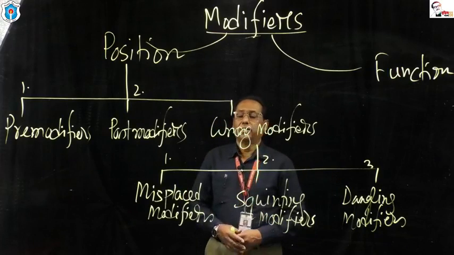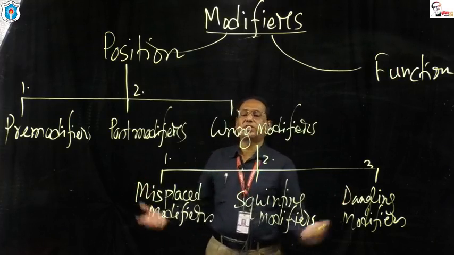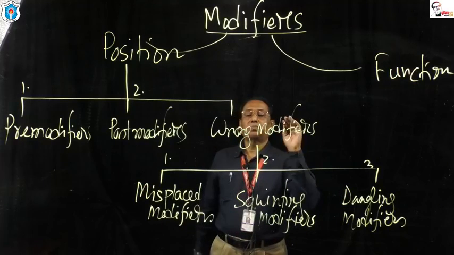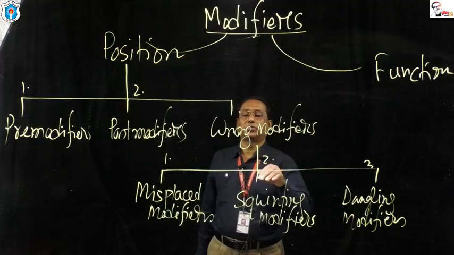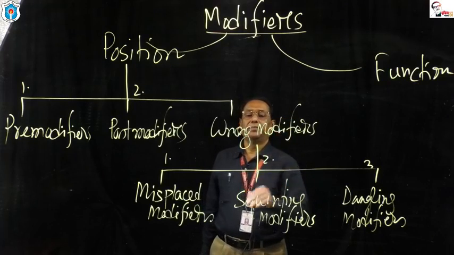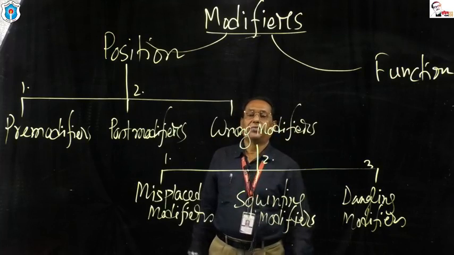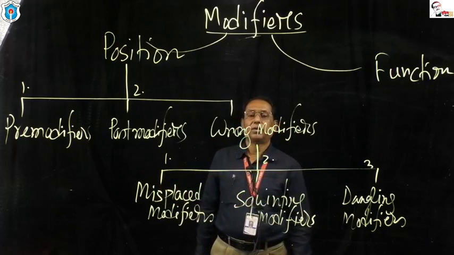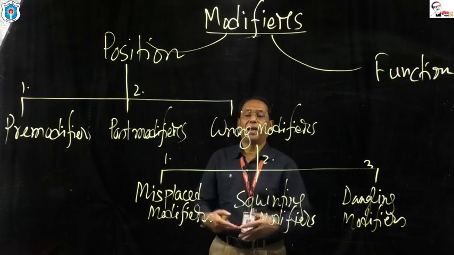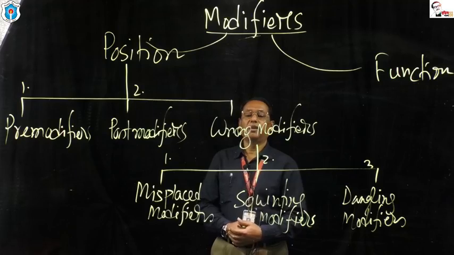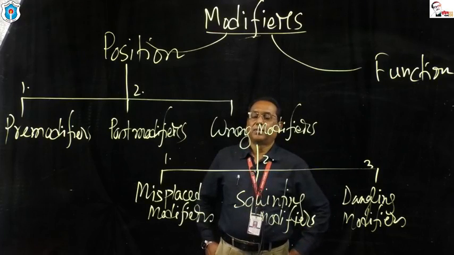Now, first, misplaced modifiers. What are misplaced modifiers? Misplaced modifiers are those modifiers which are used improperly in the wrong position. And this type of use of modifier creates confusion, ambiguity, in fact, an insensible sentence. Okay?